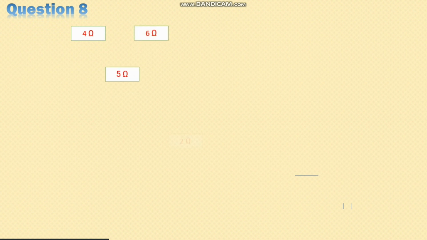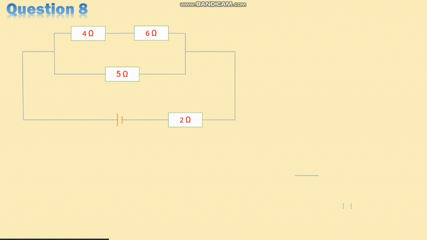So I'm going to draw that circuit very fast. These are the wires joining the resistors and the source of voltage. So we have a 4 ohm resistor, we have a 6 ohm resistor, and we also have the 5 ohm resistor, and finally the 2 ohm resistor. So these are the kinds of resistors connected in different ways throughout this circuit.